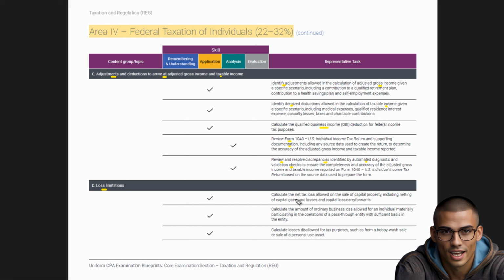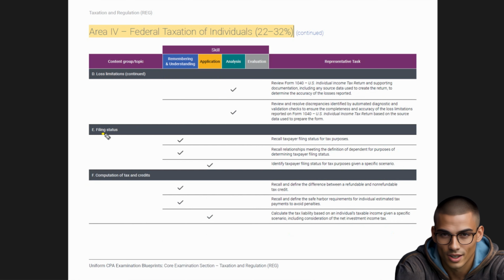Moving on to loss limitations, you'll need to be able to calculate the net loss allowed on the sale of capital property, including netting of capital gains and losses and capital loss carryforwards. And you'll need to be able to calculate the amount of ordinary business loss allowed for an individual. And you'll need to be able to calculate the loss disallowed for tax purposes, such as for hobby, wash sales, or sale of personal use assets.